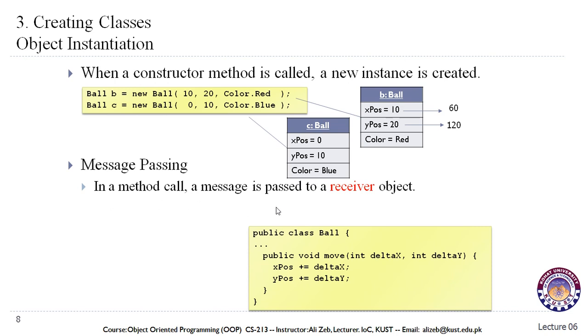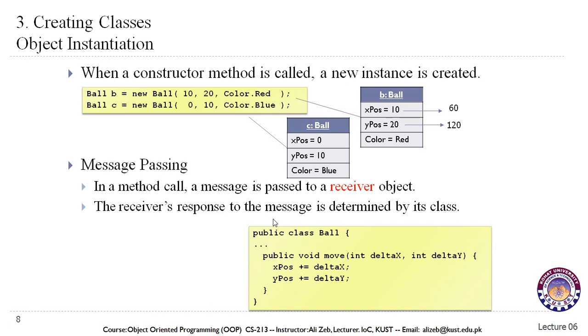In a method call, a message is passed to a receiver object. The receiver's response to the message is determined by its class. In simple words, we call the method, we pass a message to that method about what we want to do with the values of the object, and what we want to do over here is call the move method that moves the ball on the screen from its initial position to a new position.